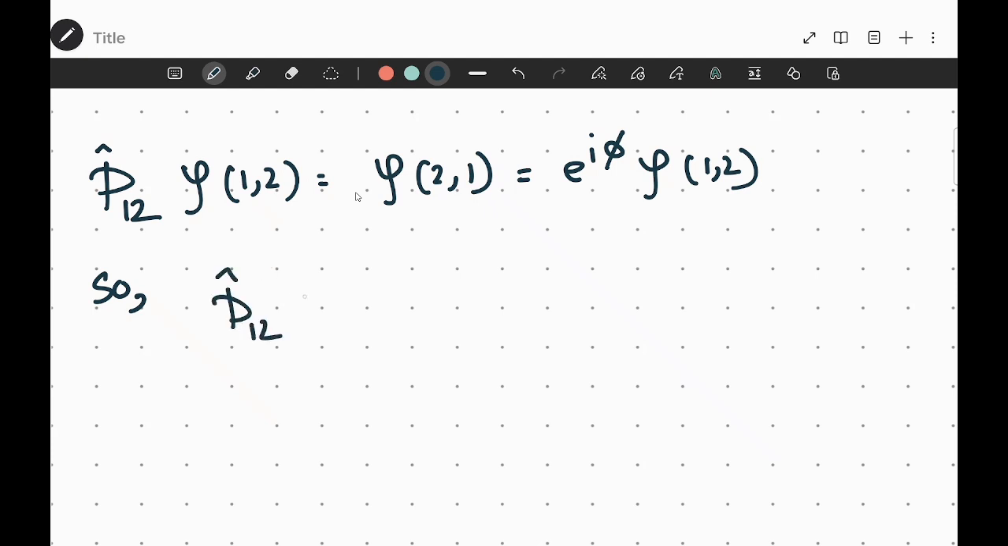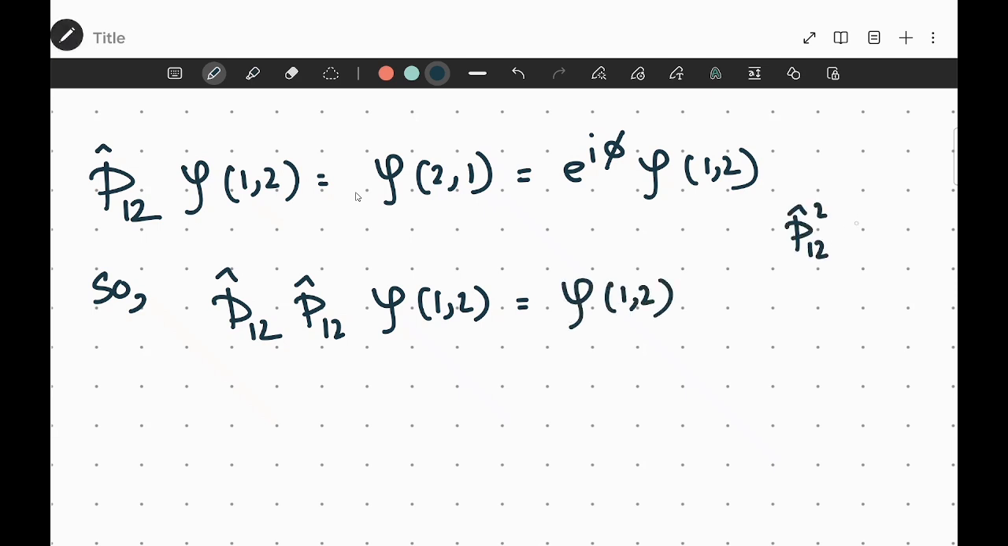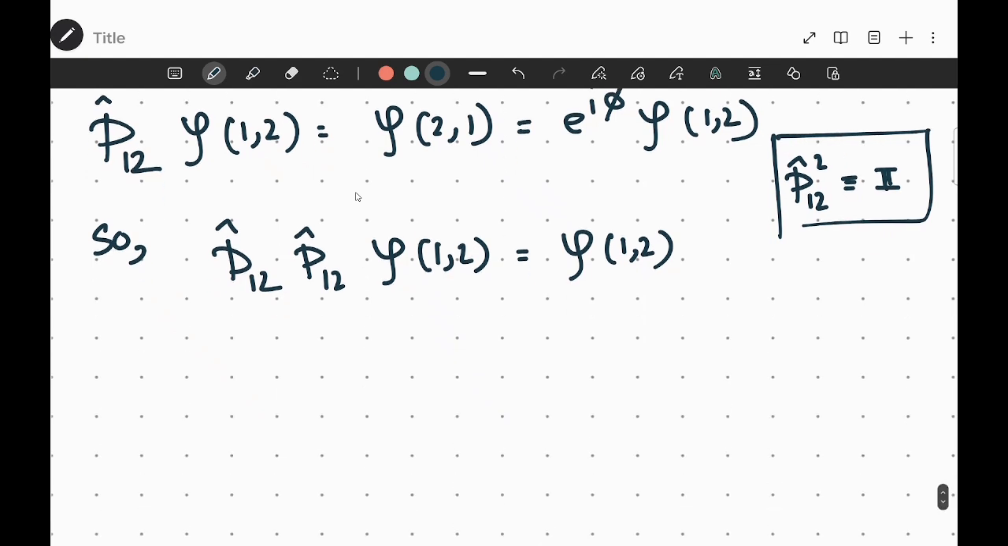So now, if you operate this permutation operator twice to psi 1 2, what will you get? Psi 1 2 again. So essentially this is equivalent to the identity operator, right? This type of operator has a name, I forgot. Okay, so this you can write. Now consider this part. This part is essentially psi 21.